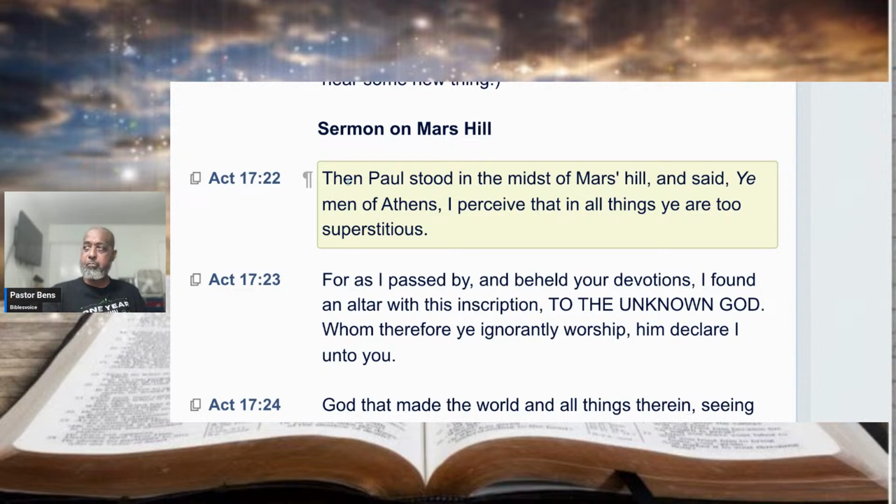Acts chapter 17, verse 22. Then Paul stood in the midst of Mars Hill and said, "You men of Athens, I perceive that in all things you are very superstitious. For as I pass by and behold your devotion or your worship, I found an altar with the inscription, 'To the unknown God.'" Now, see, here's the problem with that, guys.